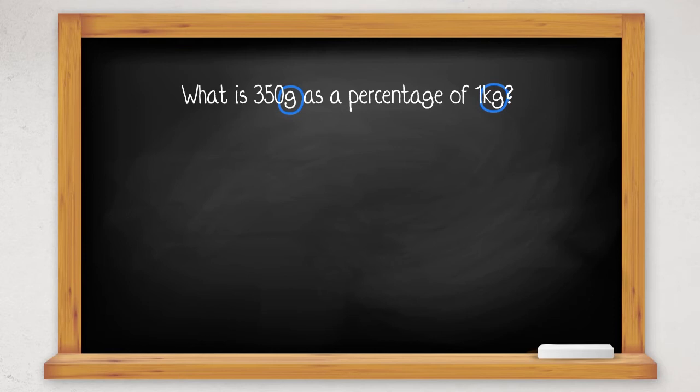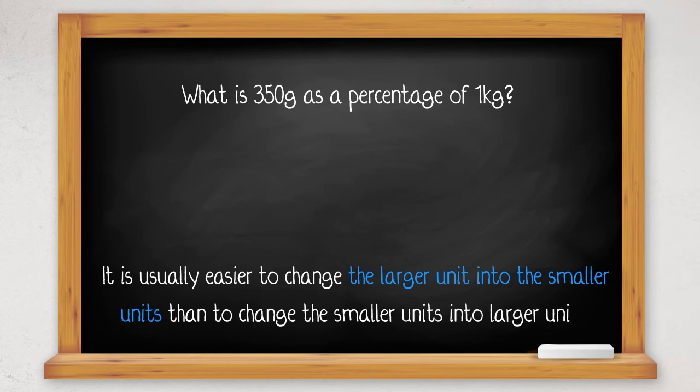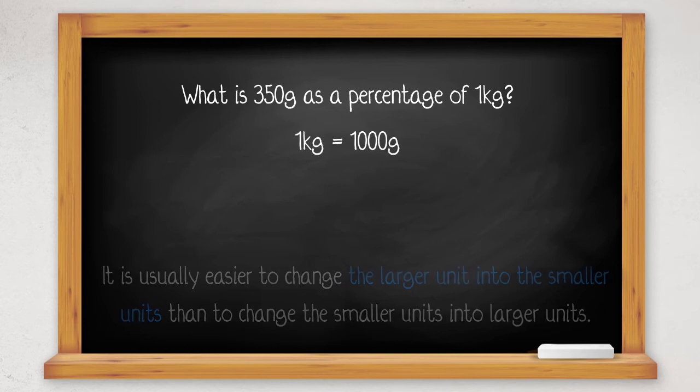I now want to find out what is 350 grams as a percentage of 1 kilogram. Before I can write it as a fraction, as both numbers have different units, we need to change them either into grams or kilograms. It's usually easier to change the larger unit, the kilograms, into the smaller unit, the grams, than to change the smaller unit into the larger unit. We need to remember that 1 kilogram equals 1,000 grams.